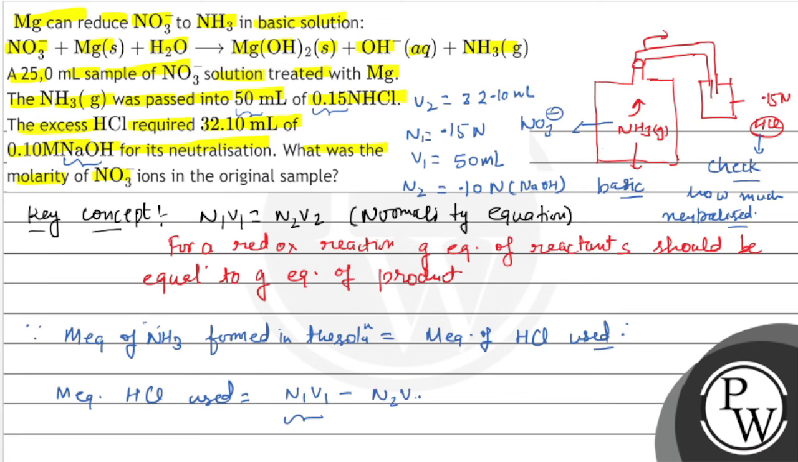Now by putting the values we will get 0.15 into 50 minus the normality of the second solution, 0.10, multiplied by volume, that is 32.10, and this value comes out to be 4.29. These are the milli equivalents of NH3 released in this beaker.